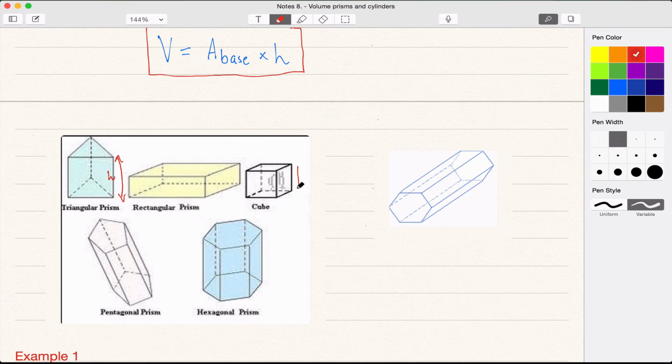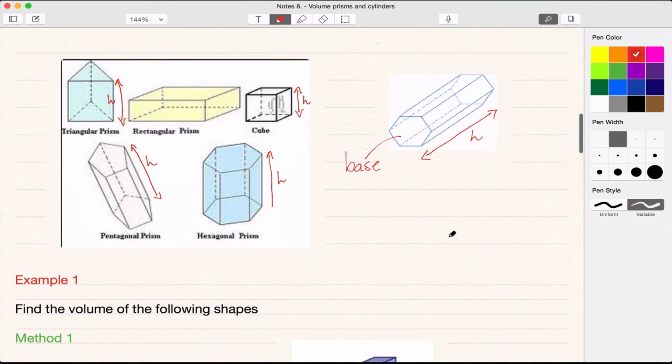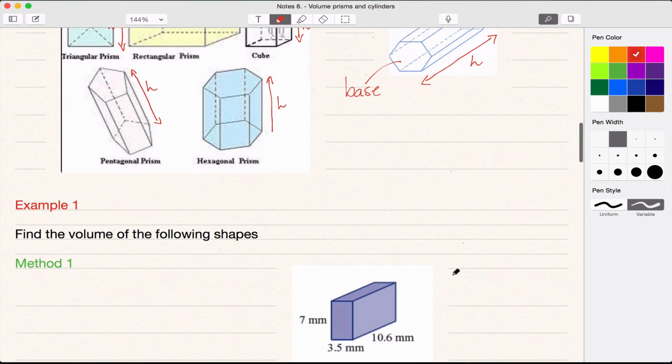So it's that length, this length. For this one, it's going to be this length. And this one. If you're using this one, this is the base, and this long length here is the height. So you need to make sure you've got it turned around properly so you can read and use this formula properly. Let's look at an example.